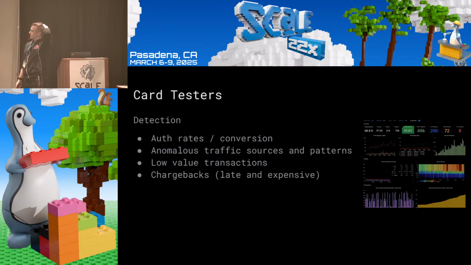Auth rates you would expect to go down, right? Because they're testing out a bunch of bad cards. You'd expect auth rates to go down, or conversion in general. You might see anomalous traffic sources and patterns, so suddenly you're getting a bunch of attempts from a market you don't operate in. A lot of low value transactions, so to bypass a lot of risk rules, they'll usually find the lowest value transaction they can make and use that.